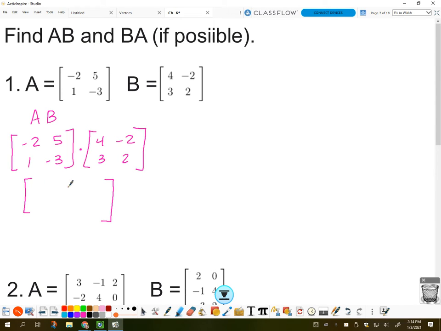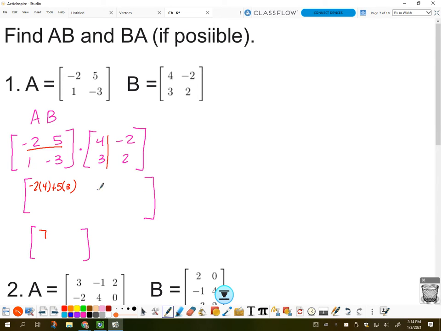To get this first entry, we're going to do these times these. So negative 2 times 4 plus 5 times 3. That gives me an answer of negative 8 plus 15, 7. I need to move this because I didn't give myself enough room.